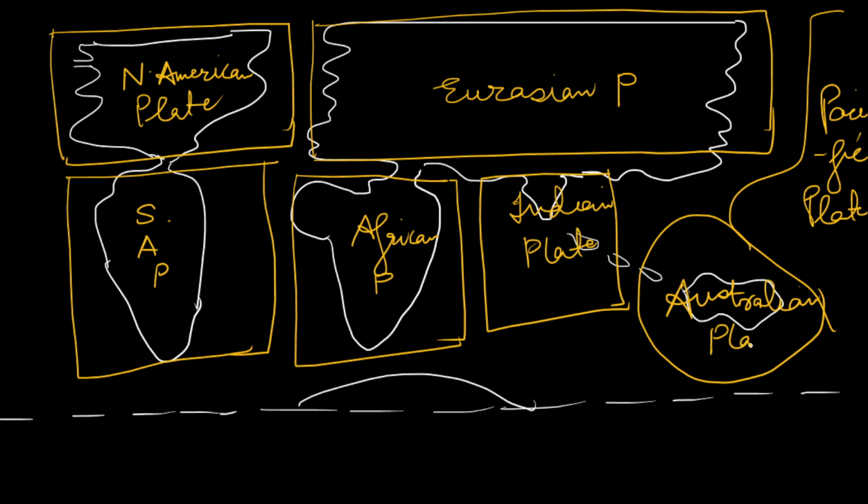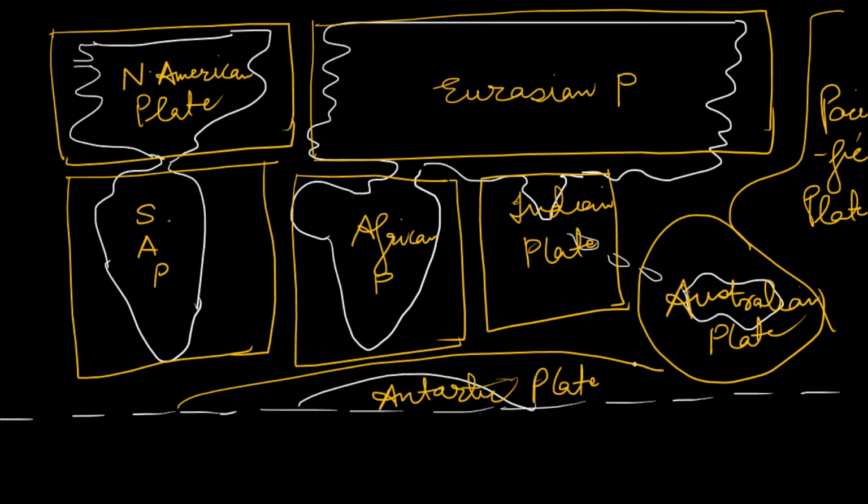Australian plate. How many have we done? 1, 2, 3, 4, 5, 6, 7. One more, that is here Antarctic plate. So these are the 8 major plates. Okay. So what we have discussed just now, these are the major plates. There are certain minor plates also. So we'll also discuss those minor plates.